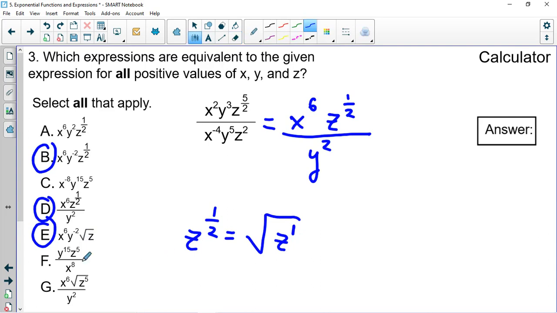Let's check out F though. It says y to the 15th. That's nowhere near correct. Again, they're hoping we're going to multiply there, but we're not falling for that. Last but not least, we check on G, which is x to the 6th. So far, so good. And then the square root of z to the 5th. That is not correct because the numerator should be a 1 there. So G is wrong. So the answer is B, D, and E.